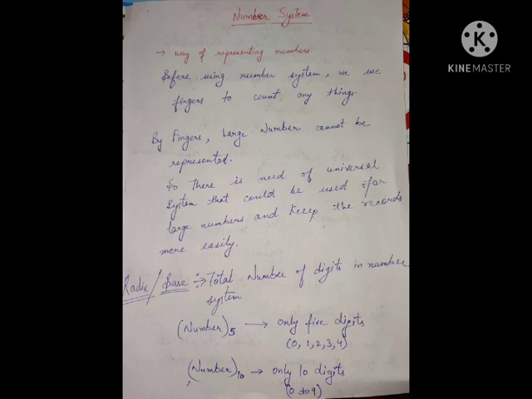And here, what is the base? The total number of digits in a number system is called the base, or we can also say radix. A number that has base 5 can only have 5 digits: 0, 1, 2, 3, 4. The number which has the base 10 contains only 10 digits, that is 0 to 9.